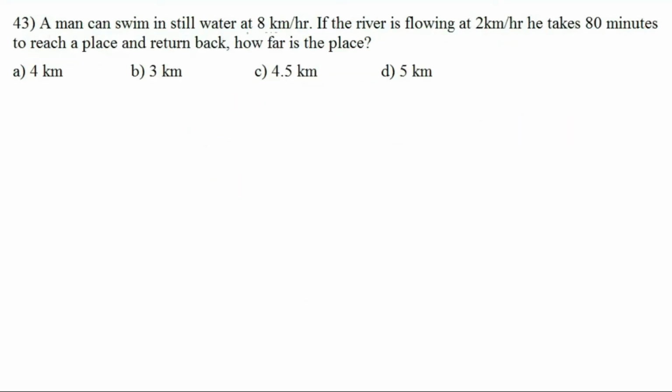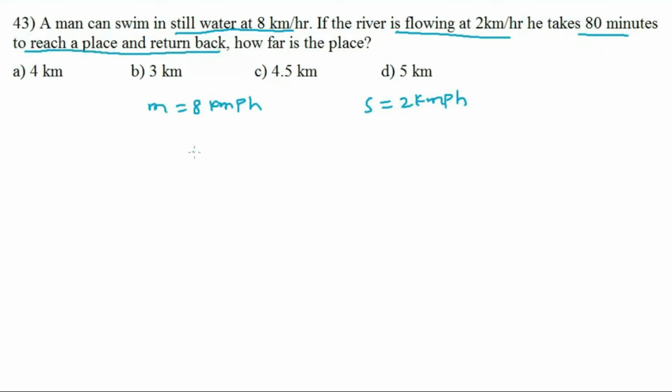Question number 43. A man can swim in still water at 8 km per hour. If the river is flowing at 2 km per hour, it takes 80 minutes to reach a place and return back. How far is the place? Man swims in still water at 8 km per hour. River is flowing at 2 km per hour, that is the speed of the stream, S equals 2 km per hour. Overall time is 80 minutes to reach a place and return back.